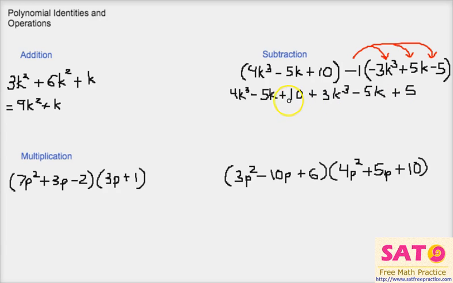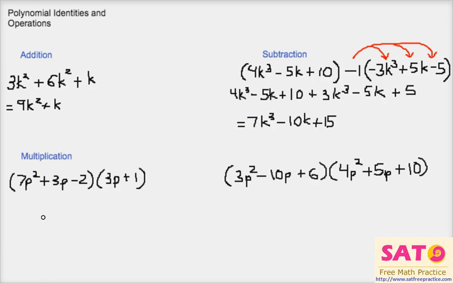Now we can simplify this just like addition. We can combine like terms, so this and this is 7k, and negative 5k minus 5k is negative 10k. And now 10 plus 5 is 15. Now let's move on to multiplication.